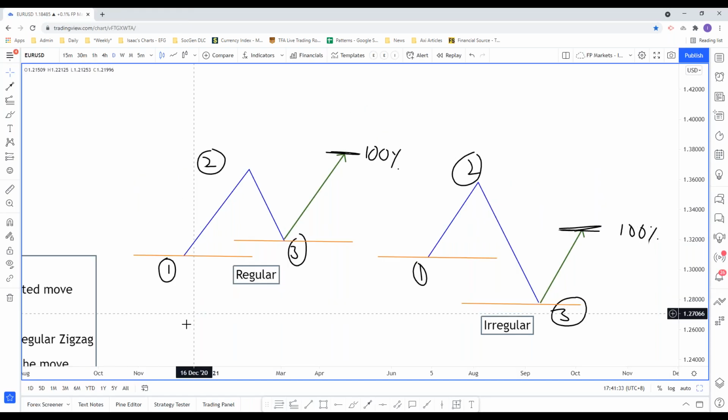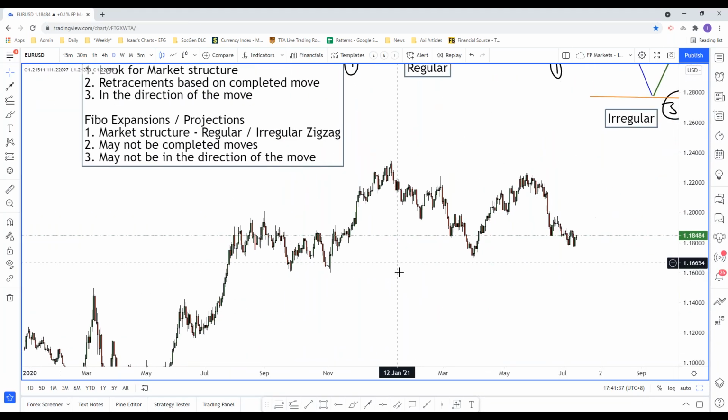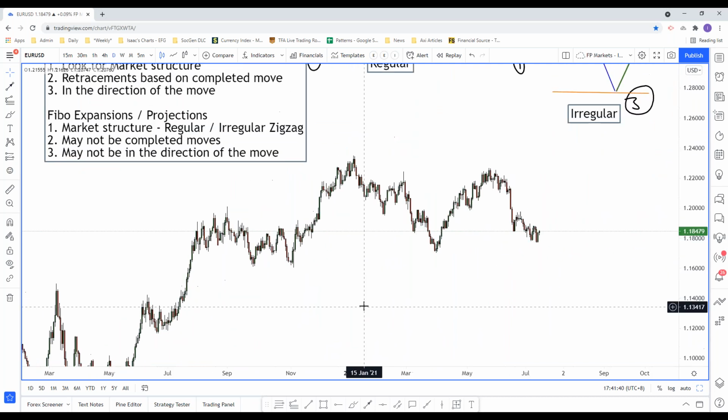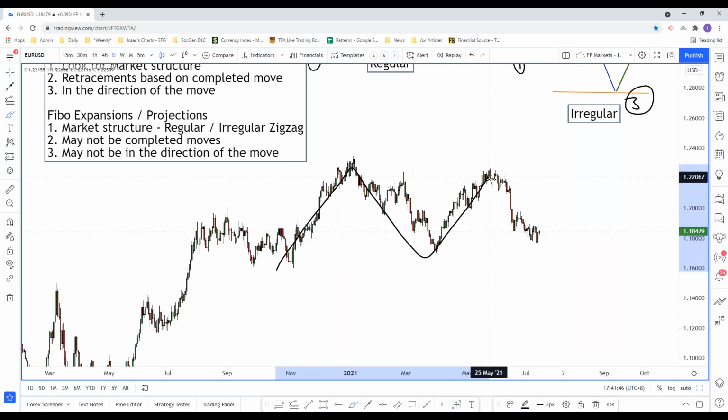Sorry, I keep pressing the F1 button. All right, back to the chart right now. Now I want to ask you guys, just sort of a test: is this a regular zigzag or an irregular zigzag?